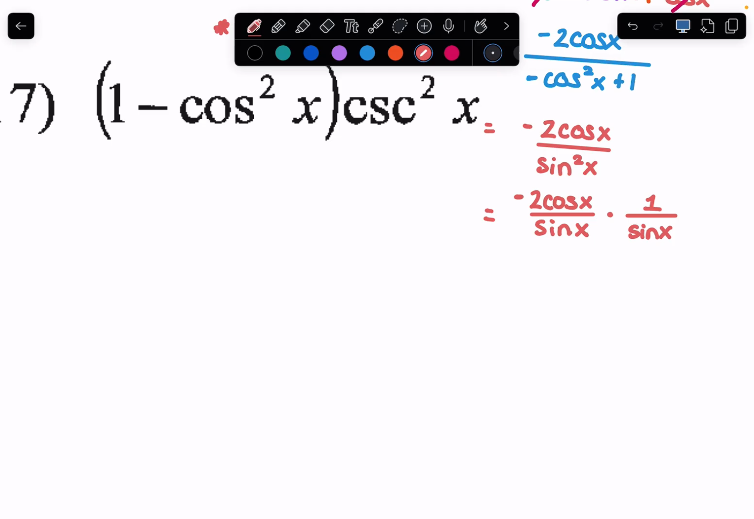Okay? Well, what is cosine over sine? It's cotangent. What is 1 over sine? Cosecant.